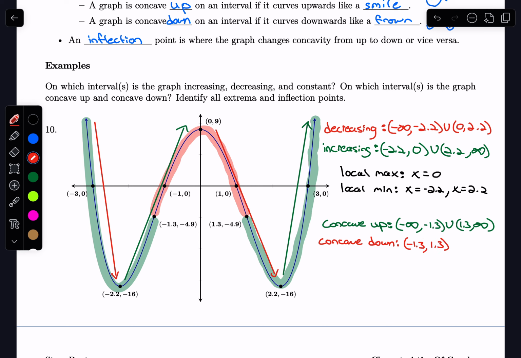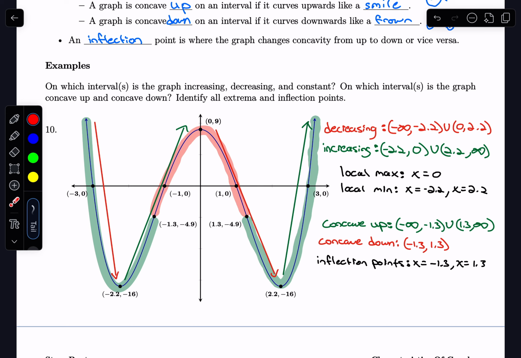All right, and then we can make a note that there are two inflection points. Inflection points are those two dots where we switch. One of them is at x equals negative 1.3, and the other is at x equals positive 1.3. And this graph happens to be symmetric, by the way, where these values are the same, just negatives of each other. That's not always the case. I just chose a graph that was symmetric for the example.